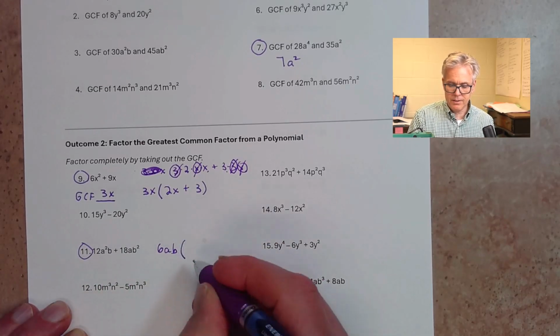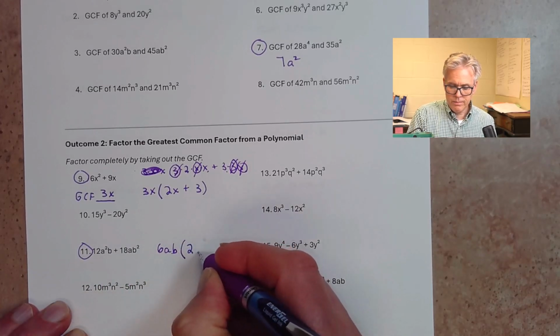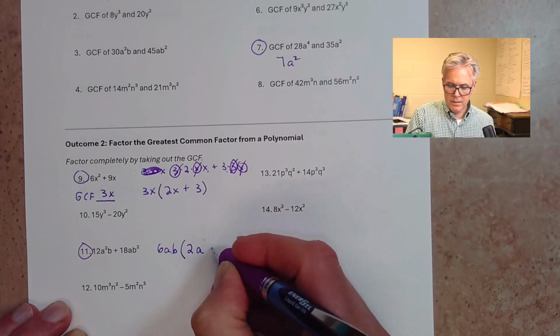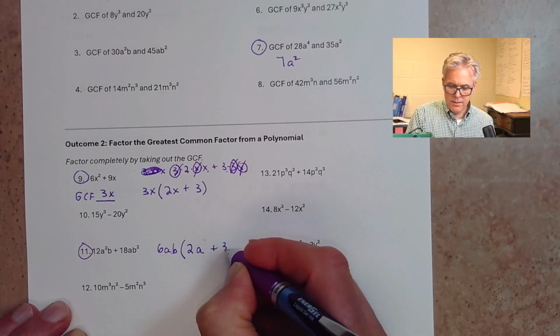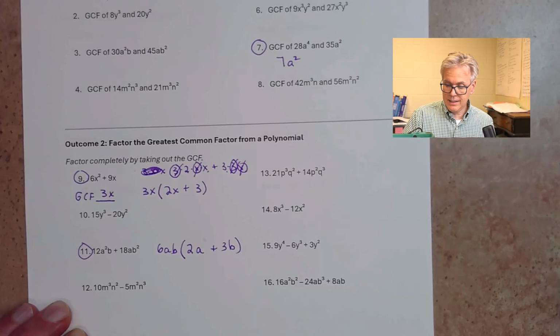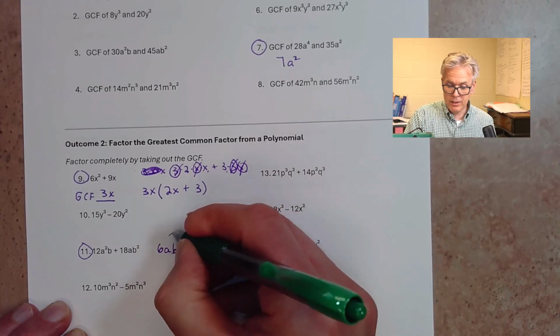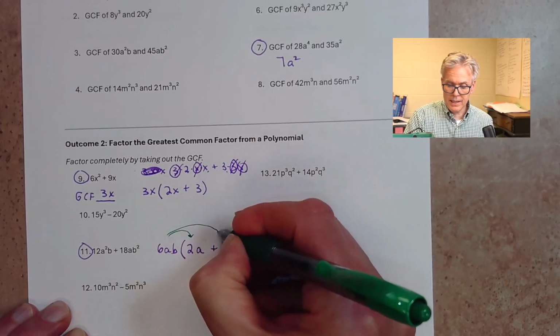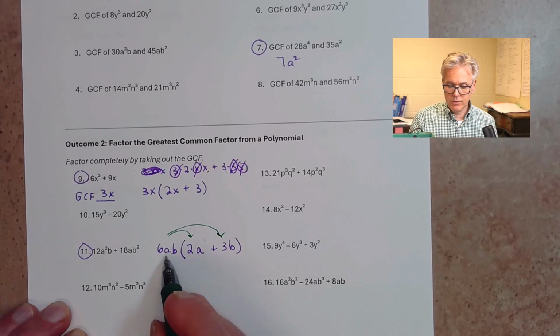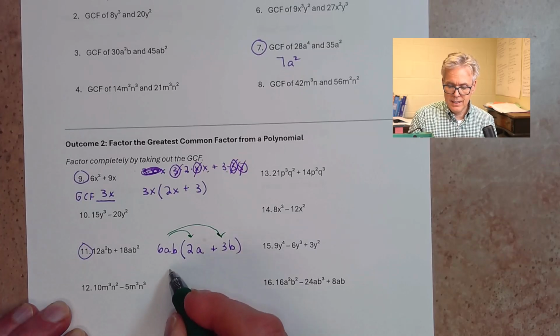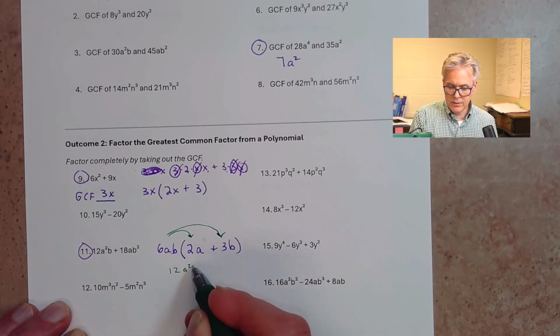And what do I have left here? I've got a 2a plus 3b. And again, if it helps, and not even if it helps, I really recommend boiling this back out to check it. So 6ab times 2a is going to be 12a squared b.